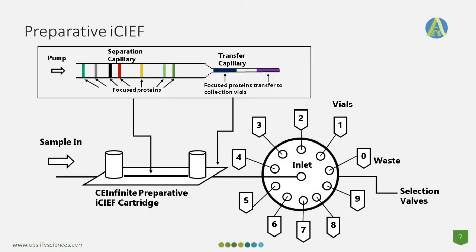For preparative CIEF, the transfer capillary is connected to the inlet of a 10-port selection valve. Once the focused peak is pushed outside the transfer capillary, it will be collected sequentially into the different vials.